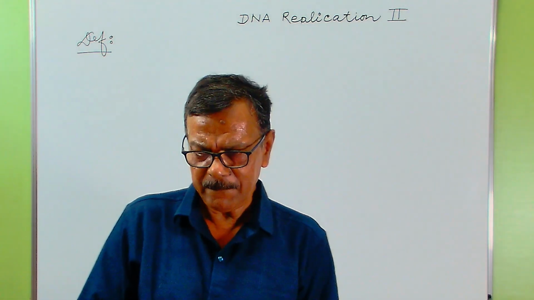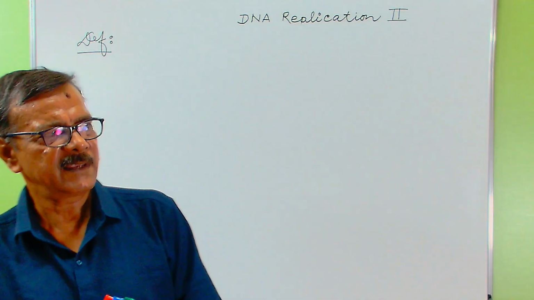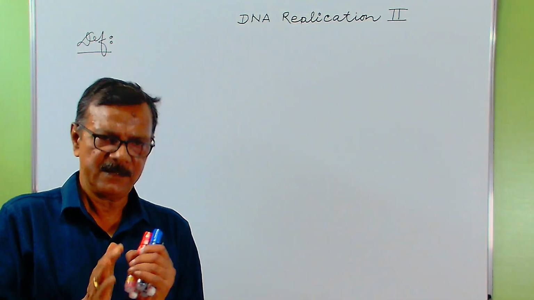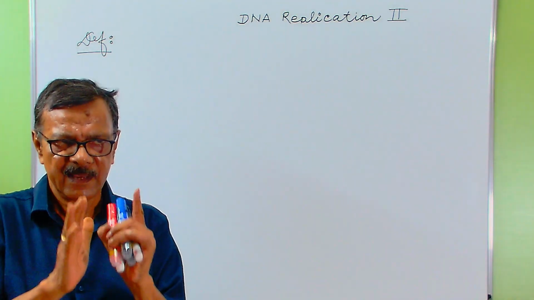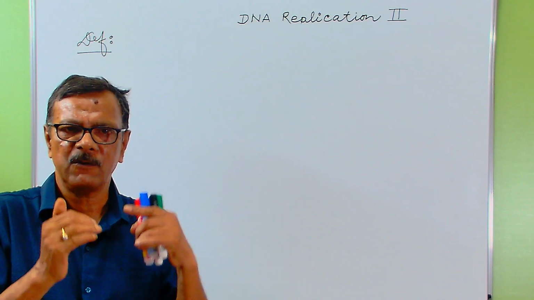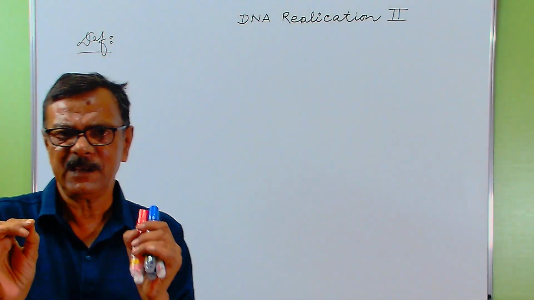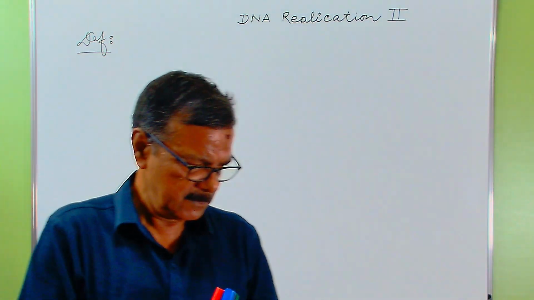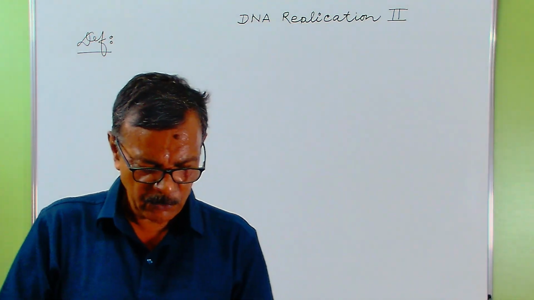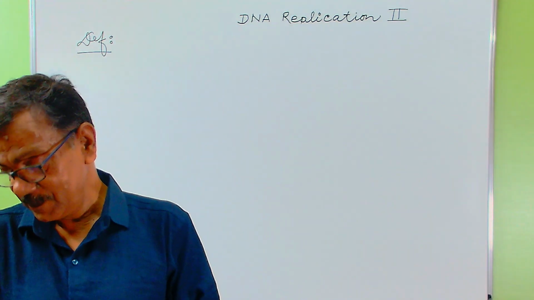DNA replication occurs in the cell. The cell replicates, or makes copies of, its DNA, and it occurs in the S phase of the cell cycle. So why does it occur in the S phase?